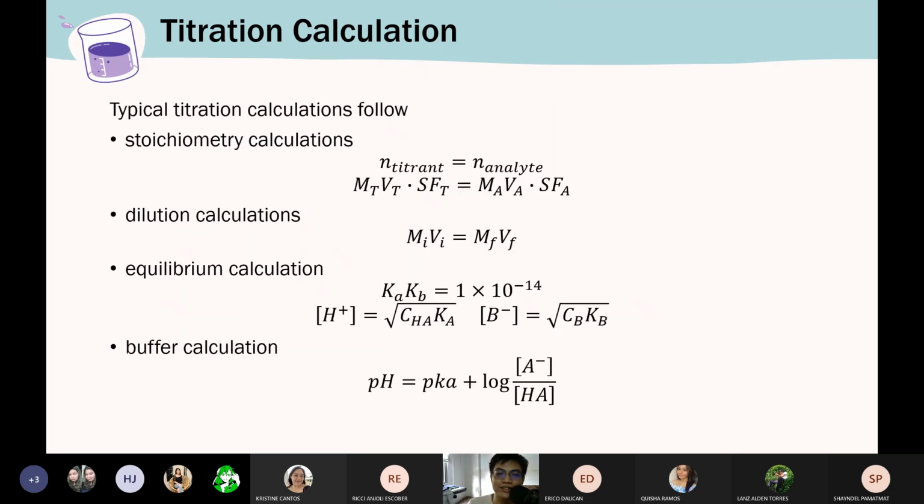Okay, so these are the equations that we will use in this topic. Of course, do not forget your stoichiometry. Okay, so when we say equivalence point, we can say that the moles of your titrant and analyte are equivalent. Okay? We can use this equation, yung ginagamit natin sa lecture chapter 4, yun din gagamitin natin. Okay? Itong SFT, huwag nyo na lang pansinin yan. Hindi ko siya natanggal o nakaraan. Okay? Dilution calculations, of course, yun yung MiVi equals MfVf.